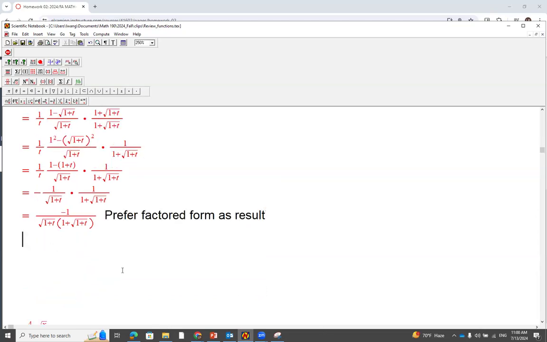That's all. There's another example here. This one can also be rationalized, and I will leave it for you.